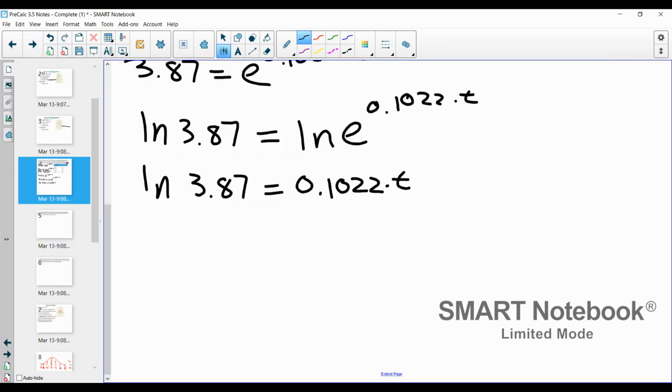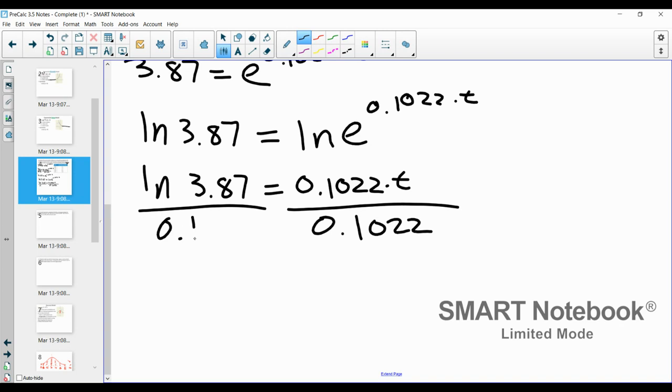Last thing I need to do is divide by this decimal over here. So I'm going to divide and divide. And what I'm going to end up having is t equaling whatever this division is going to give me. Again, I'm using my calculator here. And that gives me 13.24.